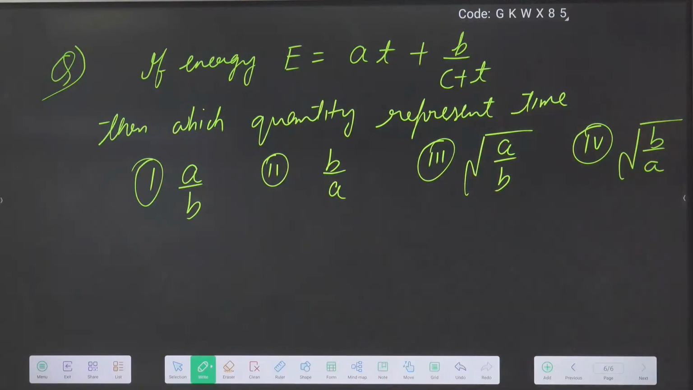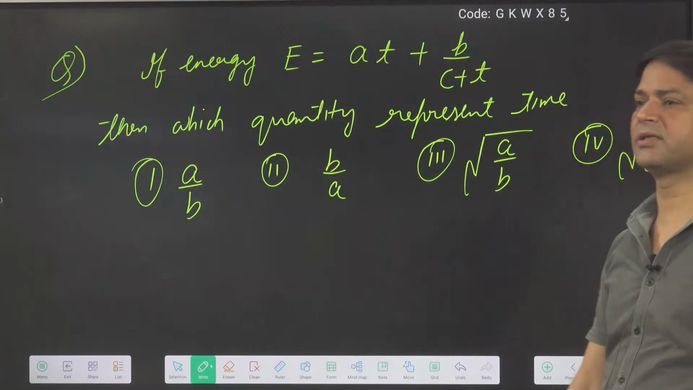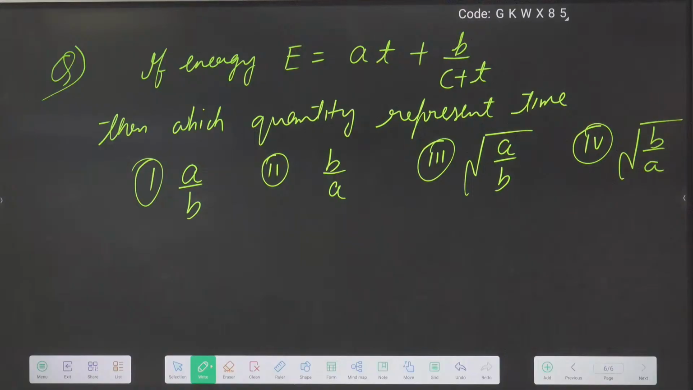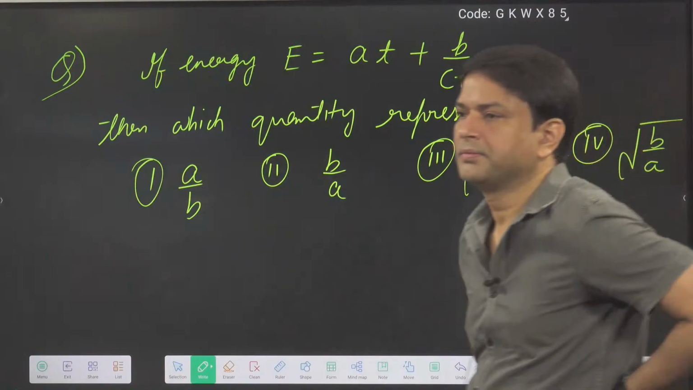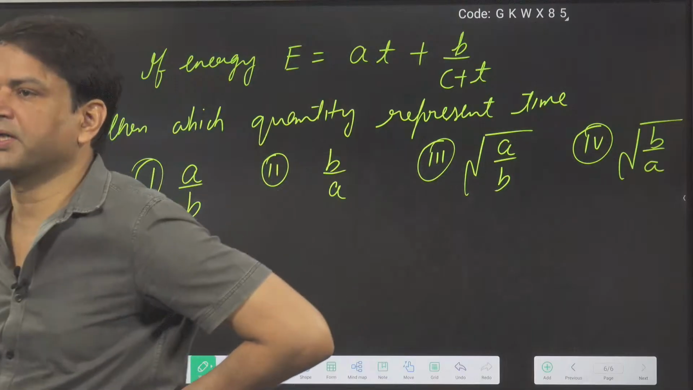So suppose I gave the energy, I have written what? Energy is equal to At plus B upon C plus T. Then among the given options, I am asking which option represents the time? Which option represents the time? Tell fast.